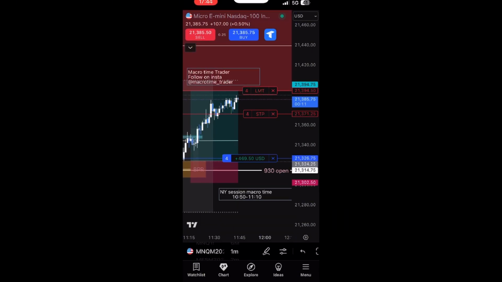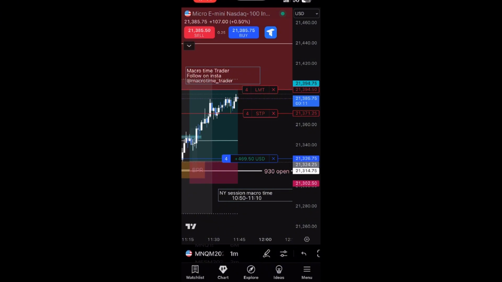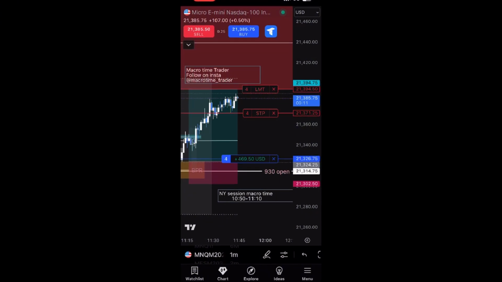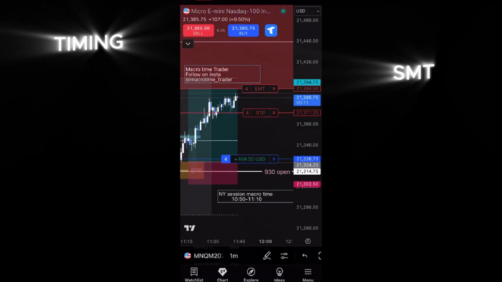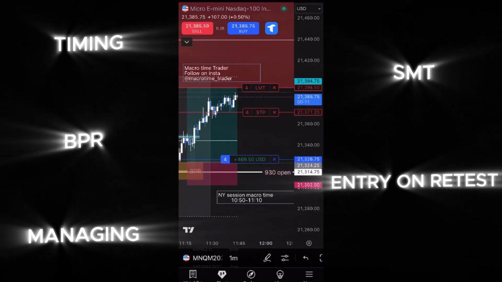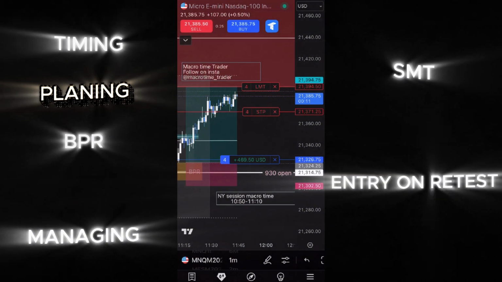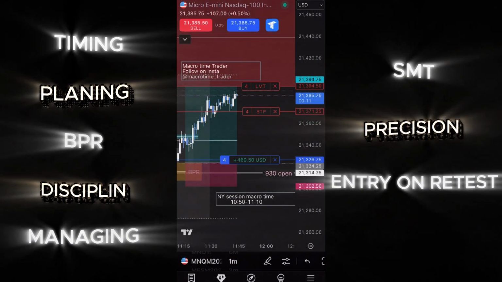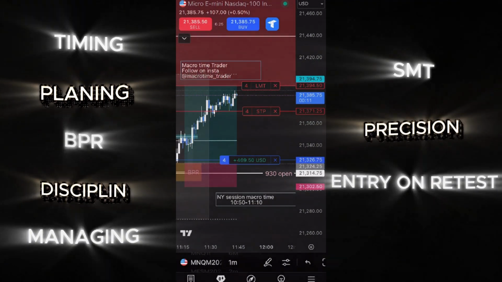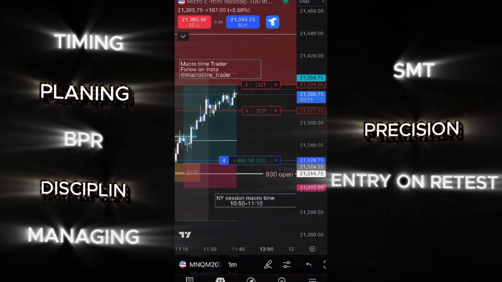But more importantly, I followed my plan to the letter. Even though price action wasn't ideal overall, the system worked: timing, SMT, BPR, entry on retest, and managing the trade as conditions change. This is what trading is about: planning, precision, discipline. I'm proud not just because of the result, but because I stayed true to my rules and trusted my system.